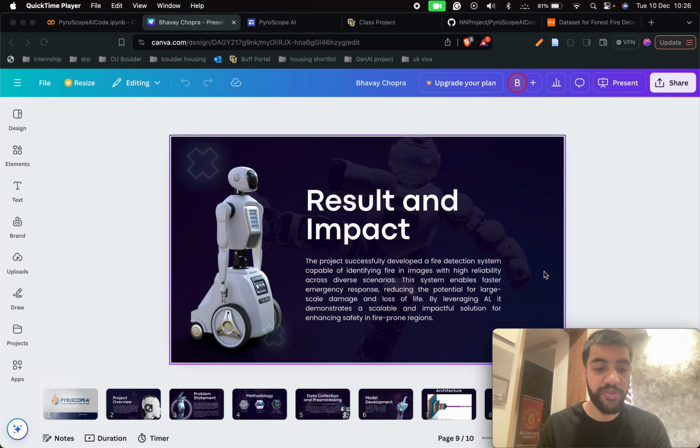In conclusion, PyroScope AI represents a significant step forward in fire detection. By harnessing the power of artificial intelligence, we can respond to fires faster and more effectively, saving lives and minimizing damage.